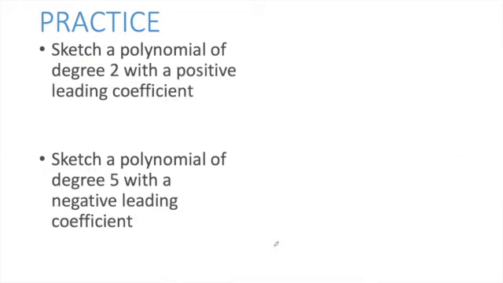Again, on this next slide, before you start homework, you are sketching a polynomial of degree 2 with a positive leading coefficient. That should be pretty easy for you. Degree 2 is a quadratic. Positive leading coefficient means it has to point up. Okay, and then sketch a polynomial of degree 5 with a negative leading coefficient. Okay, so pause the video, attempt to draw those out, and then I'll put up some examples.